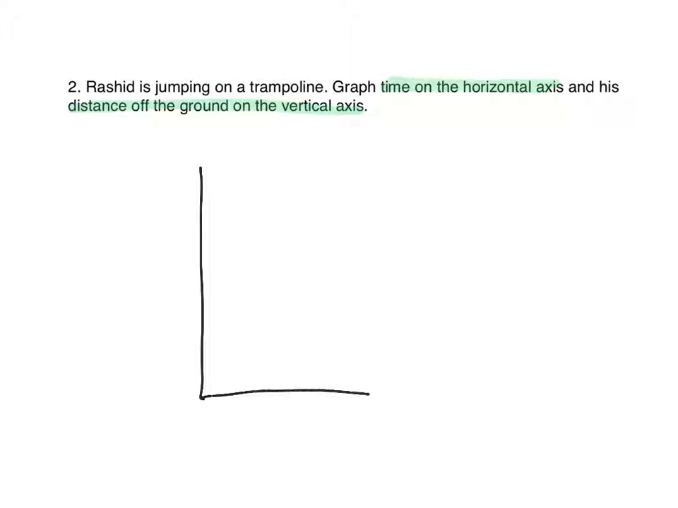So here we go. Pretend that's straight. Okay, so they have told me that they want time on the horizontal axis, so that's going to be this axis down here, and his distance off the ground on the vertical axis. So this is going to be distance over here. Now, to get a 4 on this little mini quiz, I need you to use numbers.